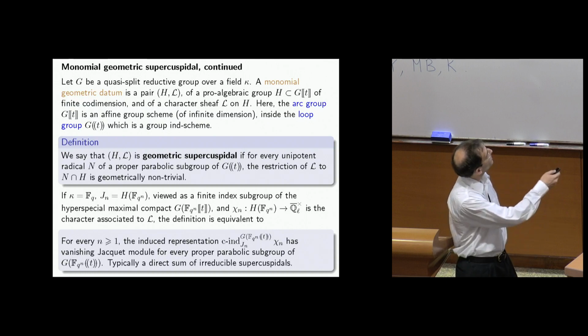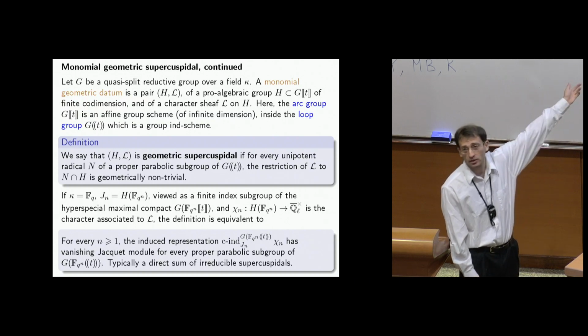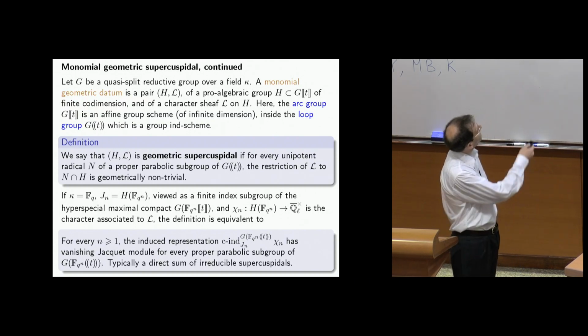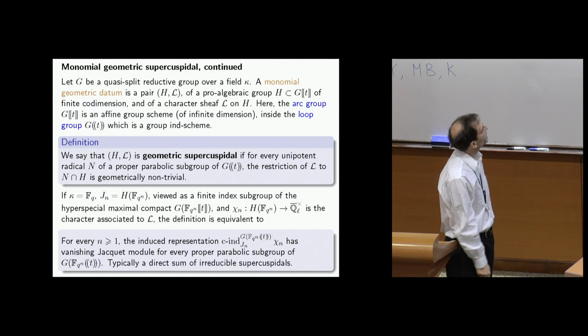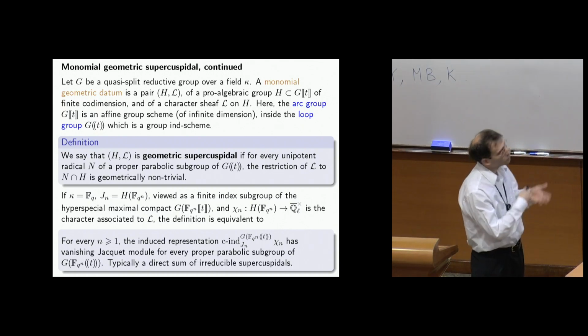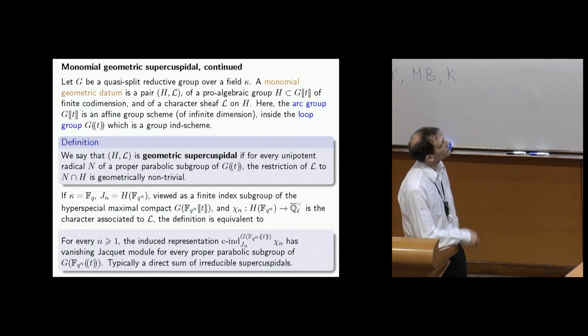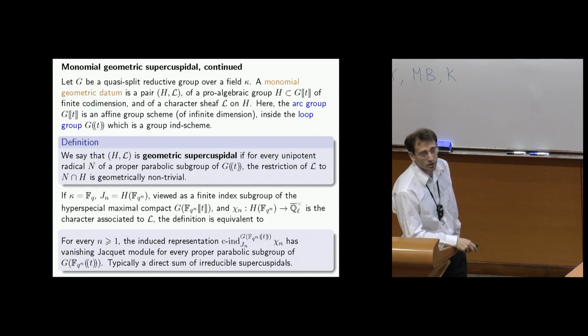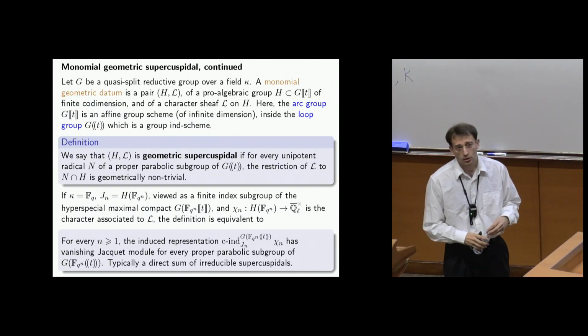Okay, and there is a translation of this definition into something more classical, and in fact, it's equivalent. So it's equivalent to exactly this. For every integer n, when you do the compact induction, it has a vanishing Jacquet module for every proper parabolic subgroup of G(F_{q^n}). So it may not be irreducible, so that's why I don't say supercuspidal, but in some references, it's called supercuspidal. But definitely, it's a direct sum of irreducible supercuspidals. So that's the MGS condition that we need.